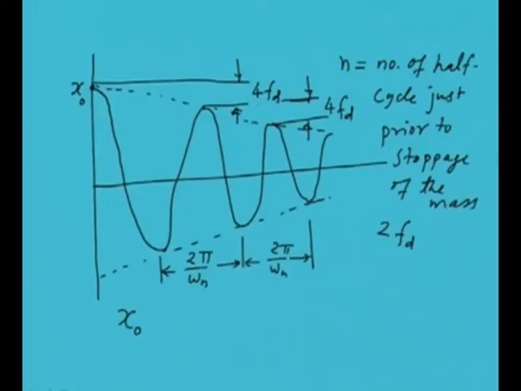So x naught minus (2n minus 1), corresponding to just one before it stops, into Fd, should be less than 2 Fd. Because over one cycle it has to decrease by this much, but if the decrease in the displacement is less than this, then the mass will stop oscillating. From here we can get n. Let us see how we can obtain the expression for n.